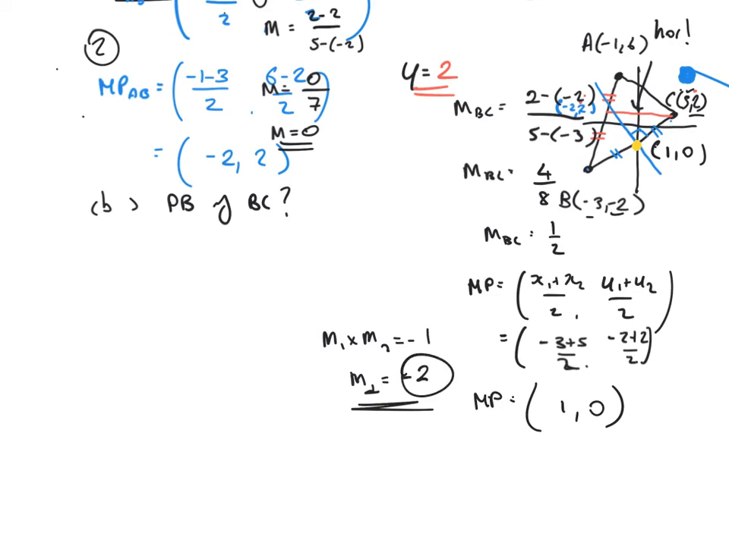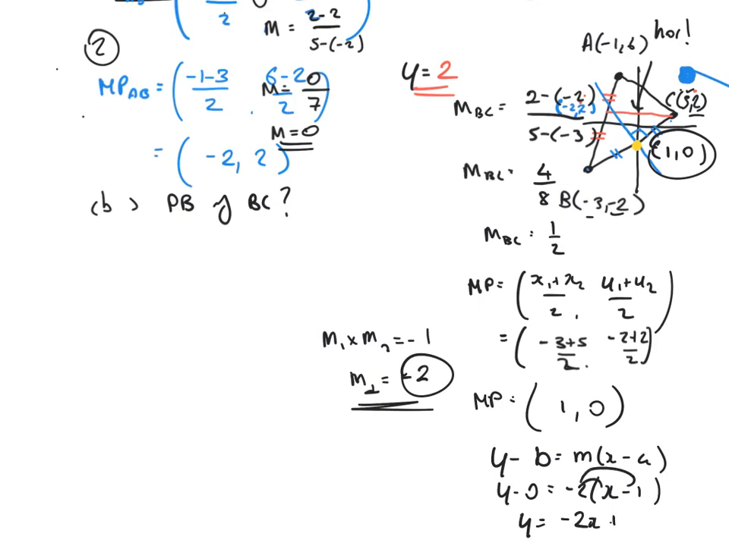Okay, so I've got the gradient and I've got the point, and it's into y minus b equals m in bracket x minus a. So that's y minus 0 equals the gradient -2 bracket x minus a, which is 1. That's y equals -2x plus 2.